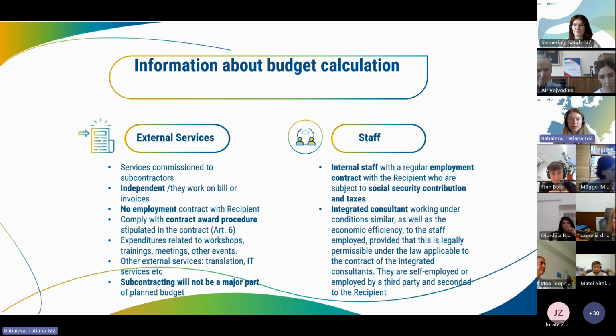Now we continue with specific information for the different budget categories. Under external services, you can budget external experts necessary for the implementation of the project, for example, for specific studies or events. External experts are independent, they work on bill or invoices, they have no employment contract with the recipient, they comply with contract award procedures stipulated in the contract Article 6.